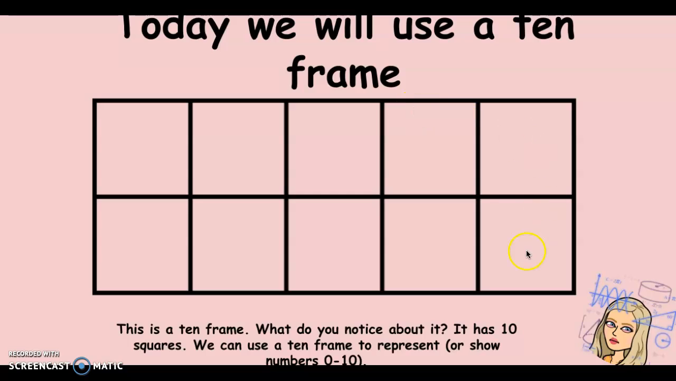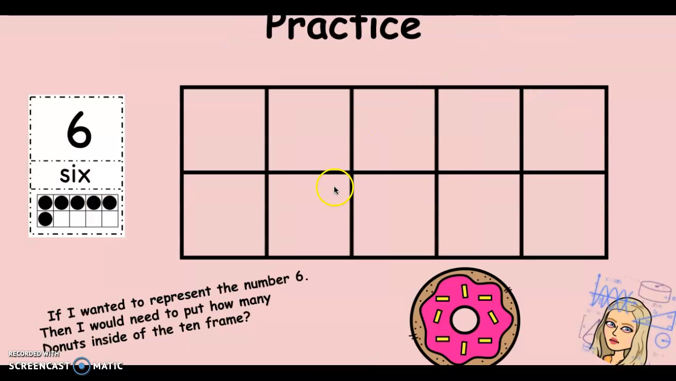What is this called? Yeah, this is a 10 frame, right? We talked about 10 frames and how we can represent numbers, and a 10 frame has how many squares? 1, 2, 3, 4, 5, 6, 7, 8, 9, 10. It has 10 squares. Very good. And how do we use a 10 frame again? Why do we use a 10 frame? To represent. Do you remember what that word represent means? To represent means to show a number or show a quantity or a set, right? Good. So let's just review what we talked about last time.